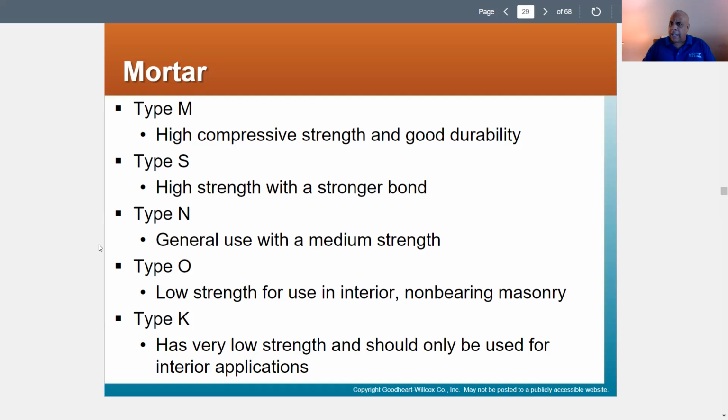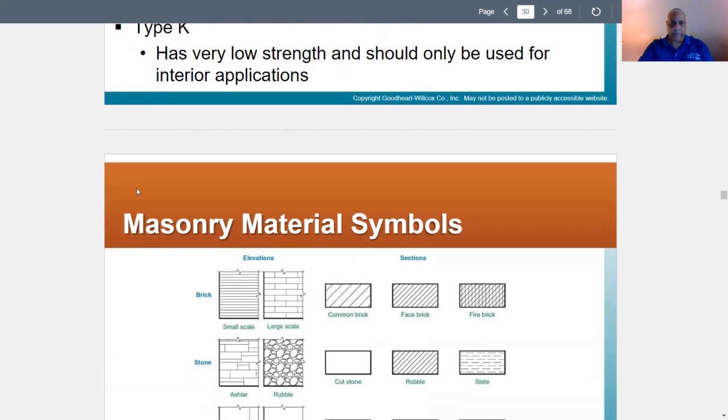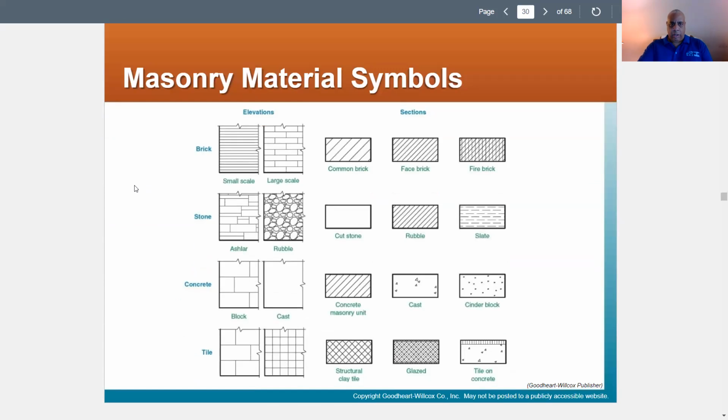Now, you're seeing a lot of letters, a lot of nomenclature, because they come up with all of these individual symbols by testing the material. It's very important that you know this, because your specifications are going to have all this nomenclature listed. Okay, then you look at your masonry material symbols.